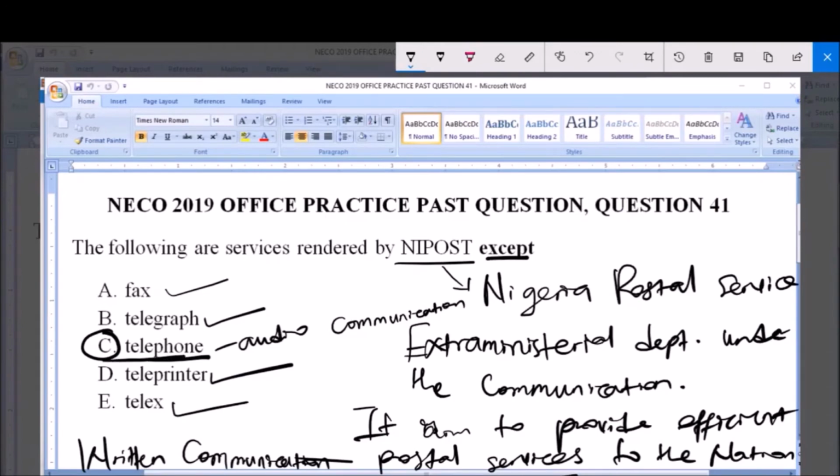NIPOST, as an extra-ministerial department in Nigeria, helps in the exchange and transfer of written communications, that is, postal services, and telephone here is an audio method of communication. So therefore, it is not part of the services rendered by NIPOST, and the answer to this question is option C, telephone.